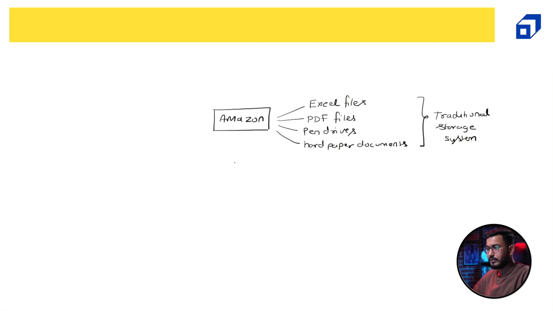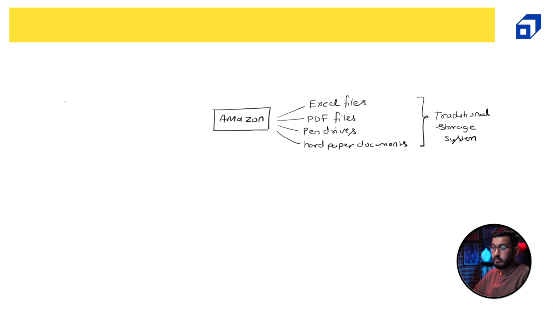Now, if Amazon is using these traditional storage system to preserve their user data, or maybe to preserve their data about everything, about their orders, about their customers, about their payment methods and everything, what all problems the company would face? And you can pause the video and can comment your answers. Maybe you can let us know what all problems the company would face.